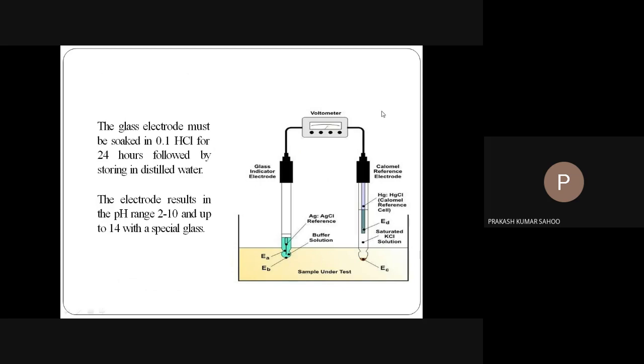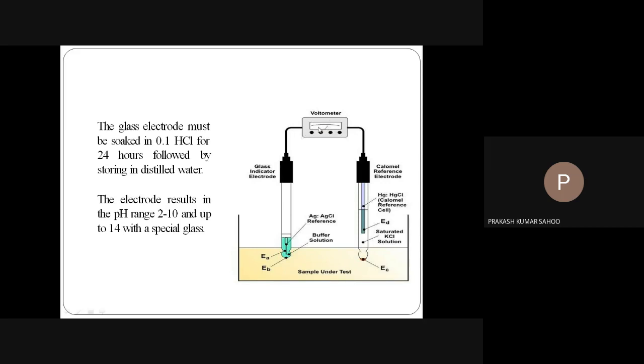This is the setting of your pH metric. This is the glass electrode, this is the calomel electrode, and this is the bulb, and here silver is coated with silver chloride, and here your mercury and mercurous chloride. It's wrongly written here. This is Hg2Cl2, and it is the saturated solution of KCl. This is the sample under test. So by dipping this instrument in the solution, we have the voltmeter.